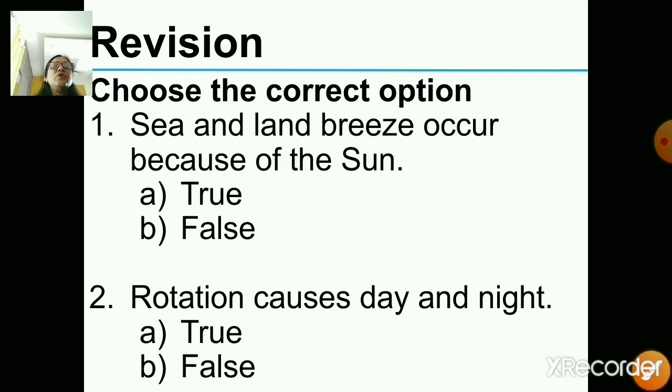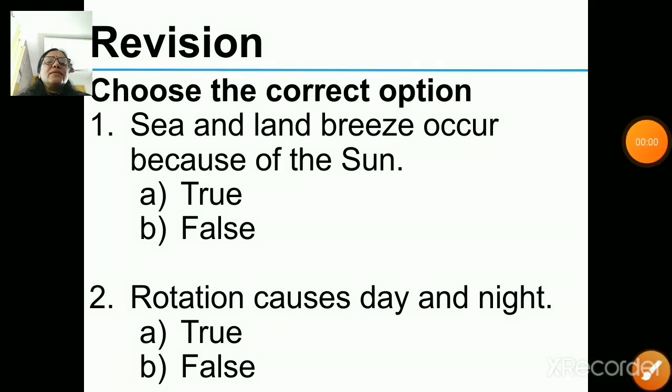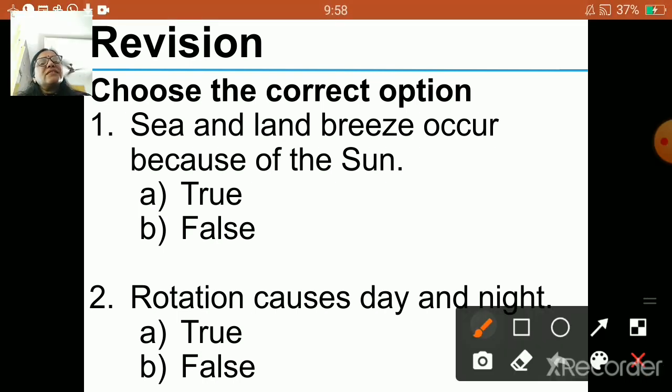See here, you have to choose the correct option. As I told you, whatever be the heading, you have to choose. In this, you have to choose whether true or false. First one, sea and land breeze occur because of the sun. Yes, it is correct. True. This occurs due to the sun.